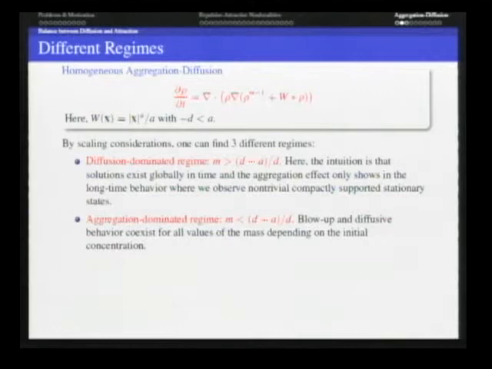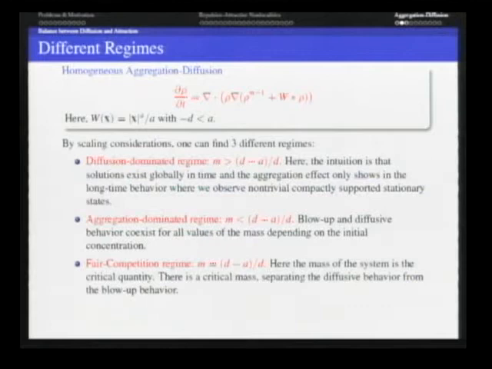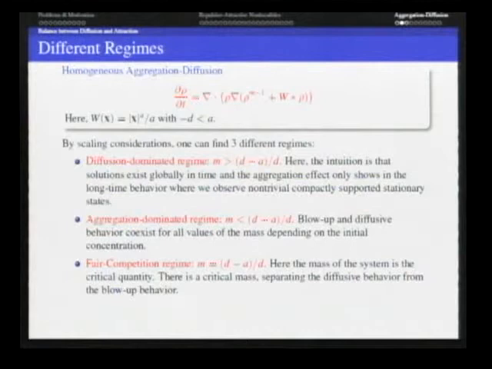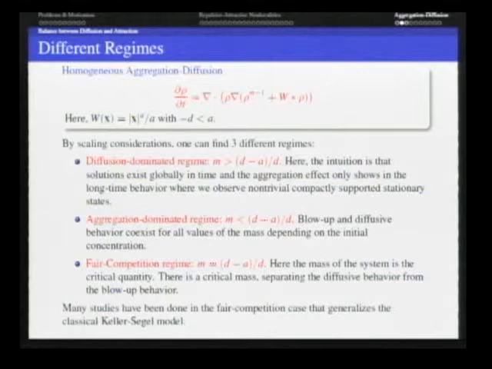And the final case is when m is exactly d minus a over d, which is the case in which you have a kind of fair competition between nonlinear diffusion and aggregation. In that case, you may expect to have a critical quantity. In the Keller-Segel, it is the mass, and typically in that case, it's always the mass. And you can check that there is a critical mass in which you separate the diffusive behavior from the blow-up behavior. So there are cases that have been treated in particular in the literature. There is plenty of literature that I'm not quoting here. Sorry for that, that was not the point.